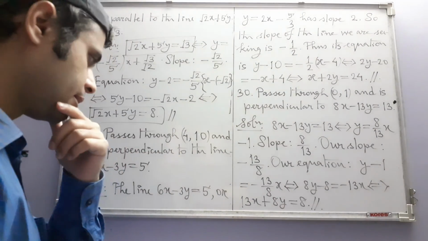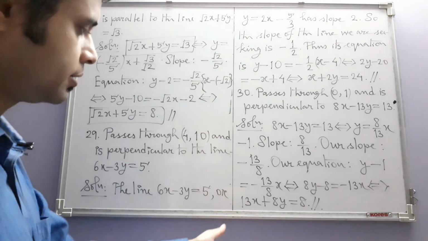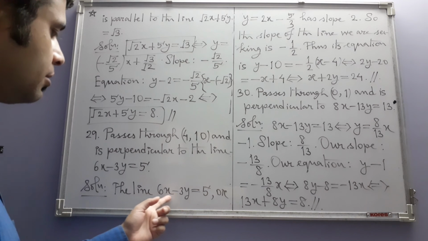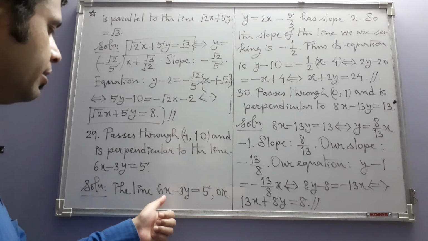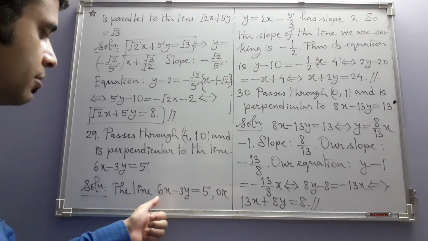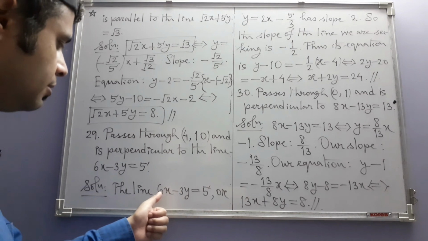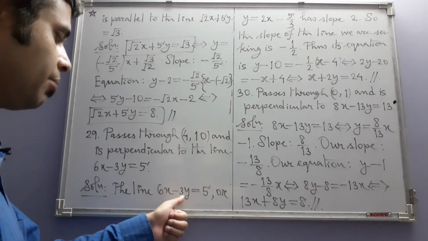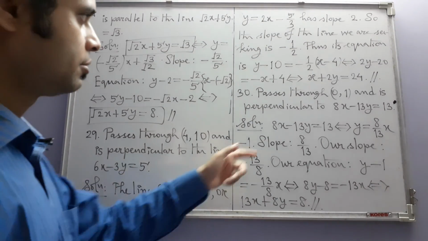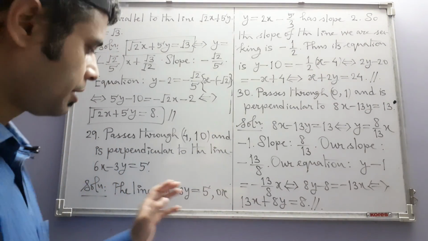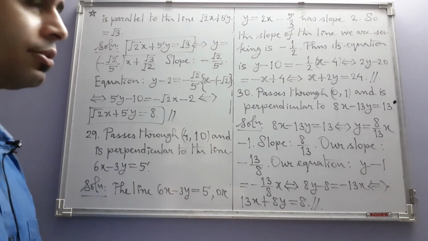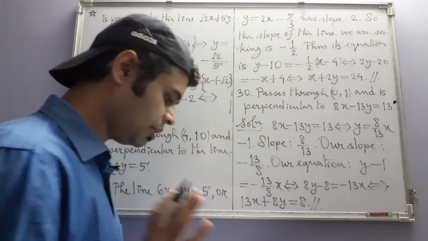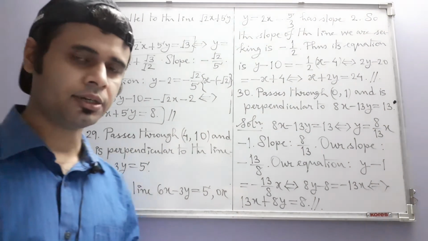8 and 13, they get swapped, 13 and 8. Here also there is a swapping, but we can't see it immediately. We have to in fact take 3 common out and then divide by 3. So that will give us 2 and minus 1, 1 and 2, and the sign also changes. It's somewhat complicated.